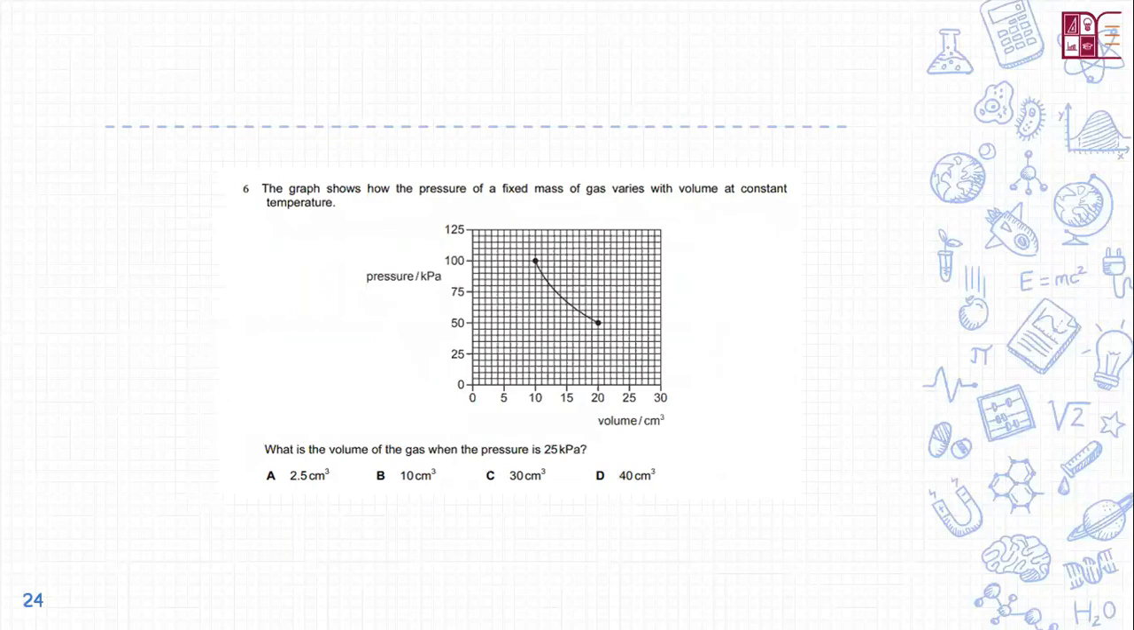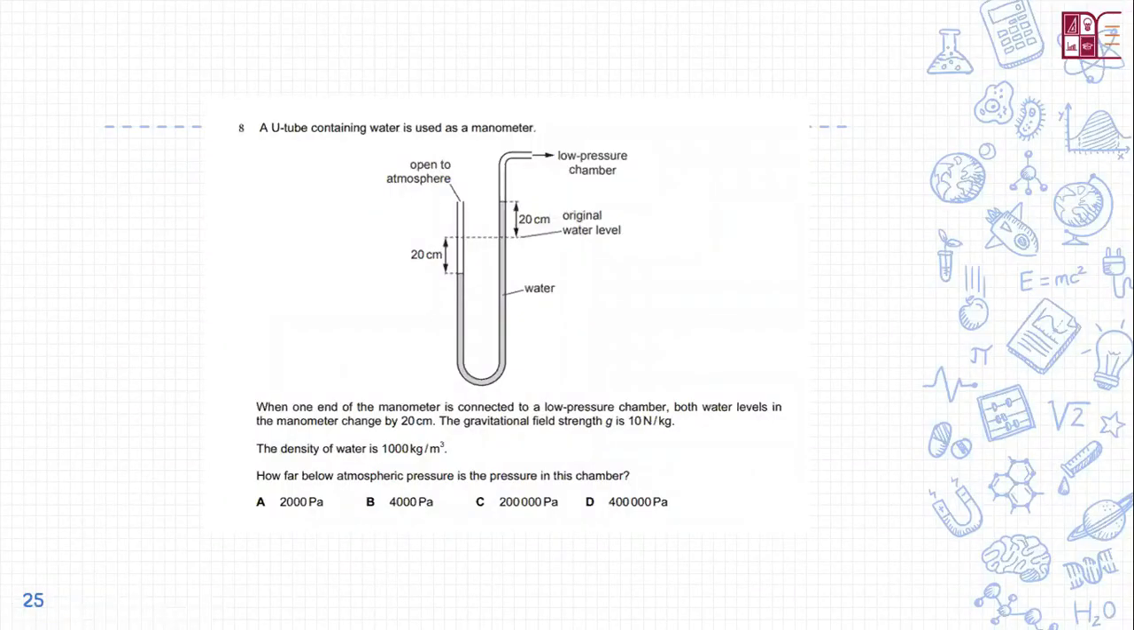Now the graph shows how the pressure of a fixed mass of a gas varies with volume at constant temperature. What is the volume of the gas when the pressure is 25 kilopascals? So 25 kilopascals, we're going to use our Boyle's law. So P1 V1 equals P2 V2. Just take any point on the graph. Let's say I take 10 and 100, so P1 V1 is 10 into 100. Now P2 V2, P would be 25, and we can just find V2, which will probably come to 40.